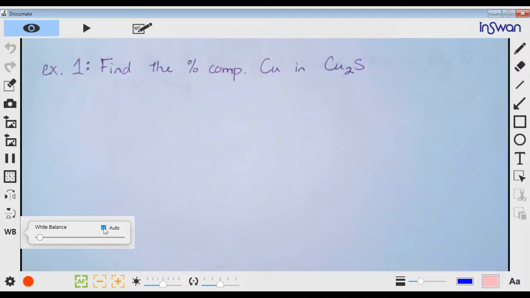Okay, so let's work through some of these example problems. So the first one, we want to find the percent composition of copper in Cu2S. Well, the first thing we need to do is find the molar mass of our Cu2S.